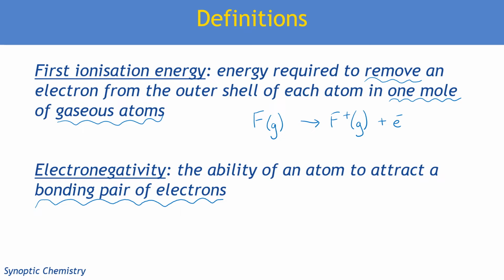And again, like first ionization energy, you may have slightly different ways that you've been taught to say it, and that's fine so long as you get the general idea. So, for example, you could say the tendency of an atom to withdraw a bonding pair of electrons or pull a bonding pair of electrons towards it. However, do try and use the word attract and not the word pull. It's a lot more specific. There is no equation associated with electronegativity.